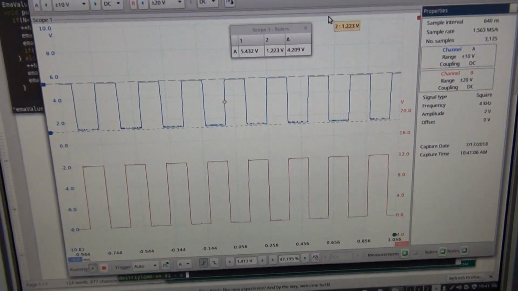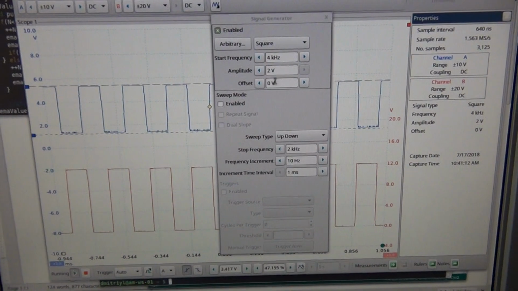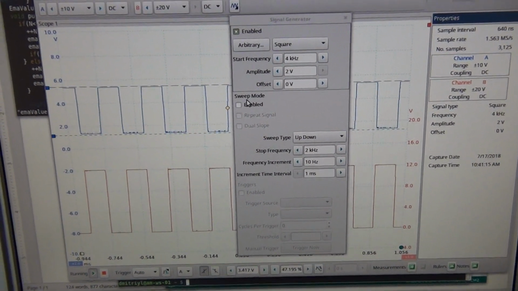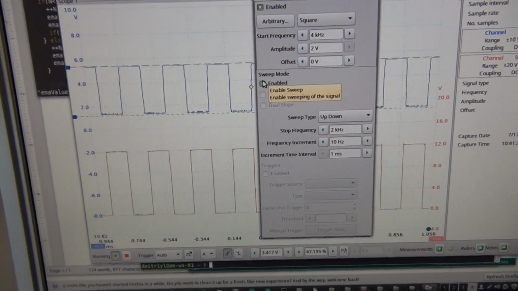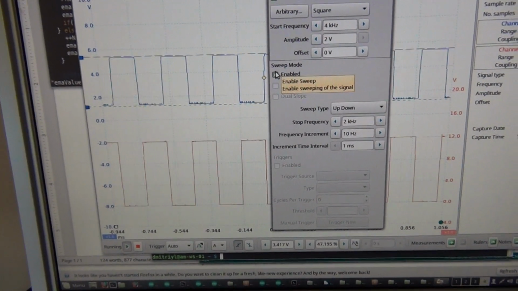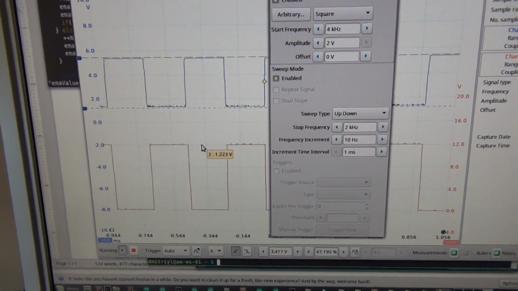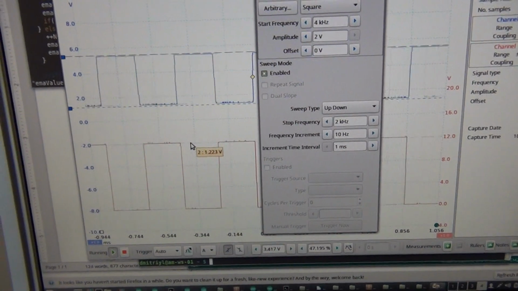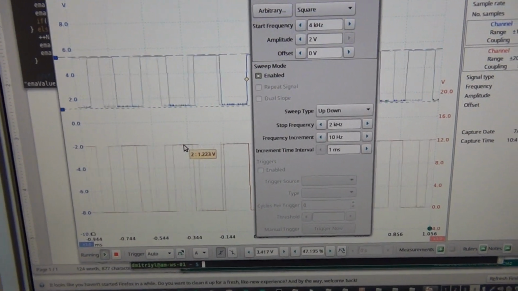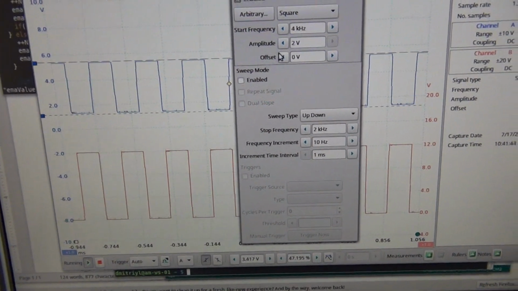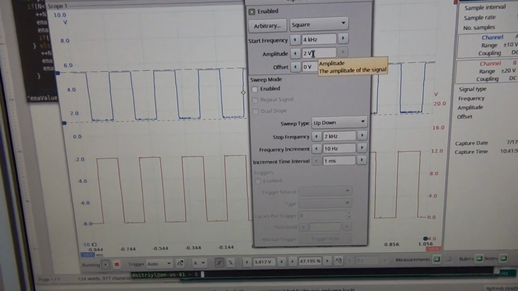It's pretty good. Now we can also have some fun with the AWG, and we can enable the sweep mode and make the frequency change up and down, and we see that the voltage at the load side mirrors the input. So you can also work with devices that are controlled by frequency rather than PWM. Make sure that your amplitude here is plus minus 2 volts, otherwise the device wouldn't work correctly.